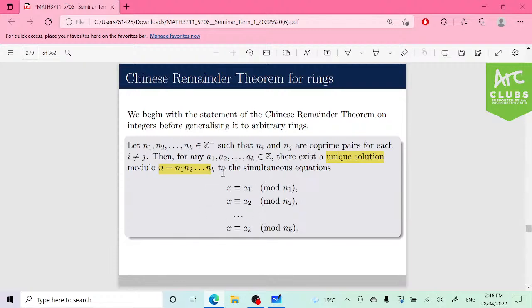What we're going to do now is generalize this to rings. So instead of looking at n1, n2 up to nk, we're going to be looking at ideals of a ring. And instead of looking at co-prime pairs, we're going to be taking the sum of two ideals, and that has to generate the entire ring. And then the Chinese remainder theorem holds.